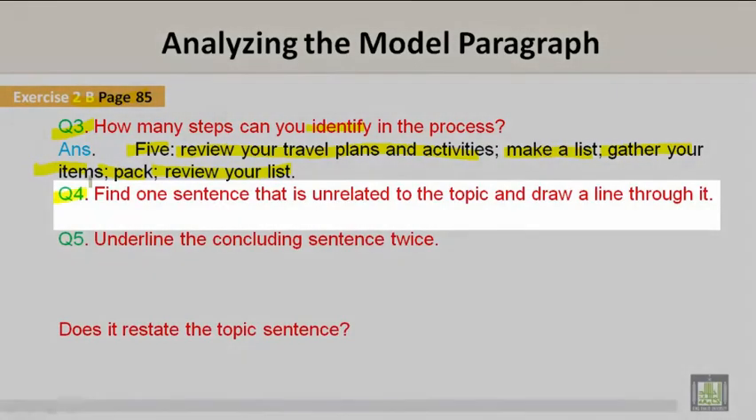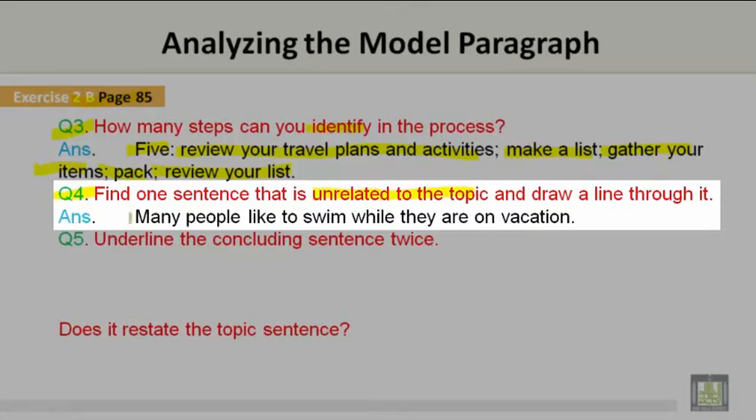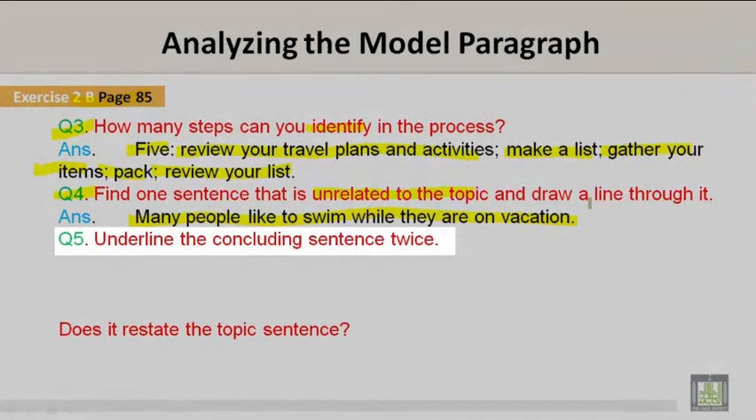Let's take a look at question 4. Find one sentence that is unrelated to the topic and draw a line through it. That would be, Many people like to swim while they are on vacation. This is unrelated to the topic. Question 5. Underline the concluding sentence twice.